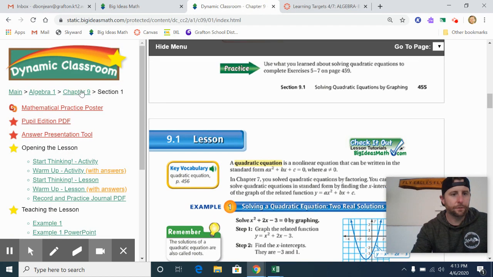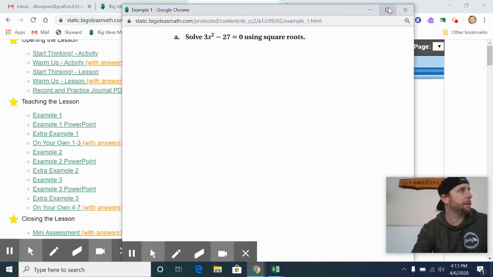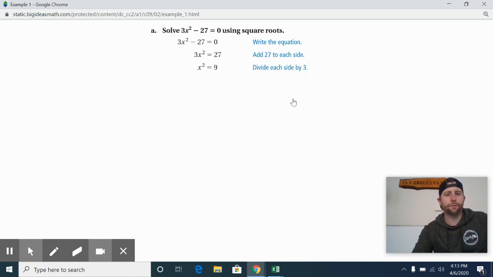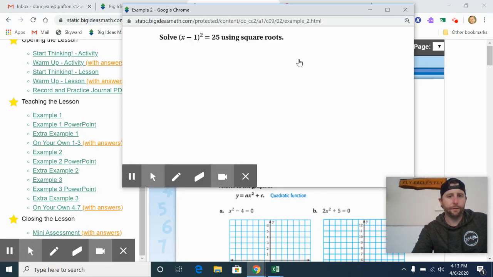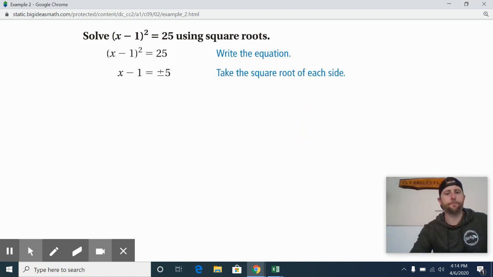Let's go to 9.2 quick. Just going to review this really fast because this was probably one of the easier ones. If I wanted to solve this using square roots, this is number 4, just like number 4 on your test, we would add 27 to the other side, divide by 3, and then take the square roots, and remember there's 2: a positive and a negative 3 as our answer. That's just like number 4 on your test. Now number 5 looks something like this, where we have that expression inside of parentheses squared equals a number. What we want to do right away is take the square root of both sides.